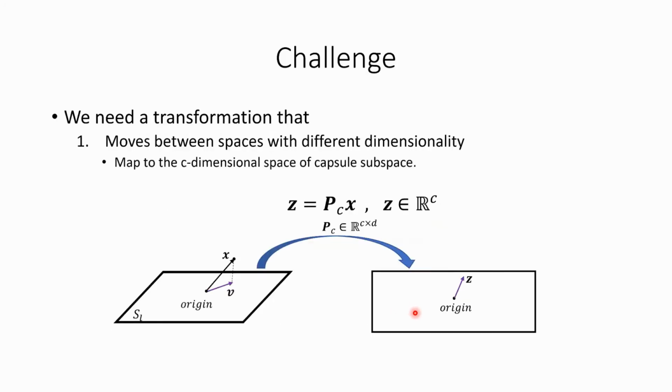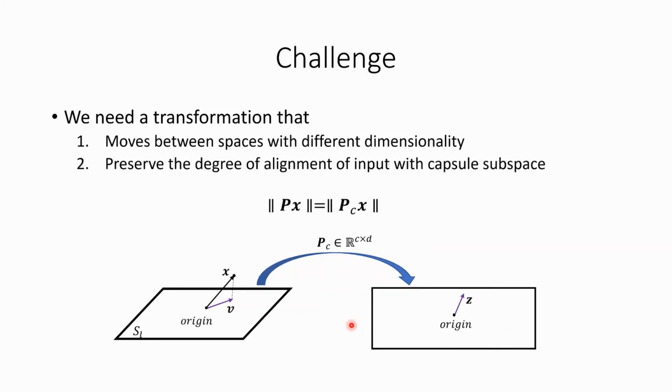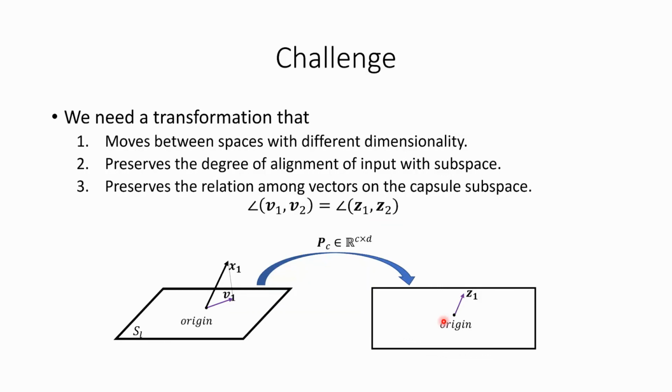To deal with this challenge, we need to find a transformation that lets us move between different dimensionalities of space. And we also need to find a transformation that keeps the degree of alignment between the input and the capsule subspace. So here, if we create a capsule by orthogonal projection matrix P, we need to find the transformation, let's say PC, such that the norm of the capsule in both transformations is preserved. And finally, we need to preserve the relation among vectors on the capsule subspace.